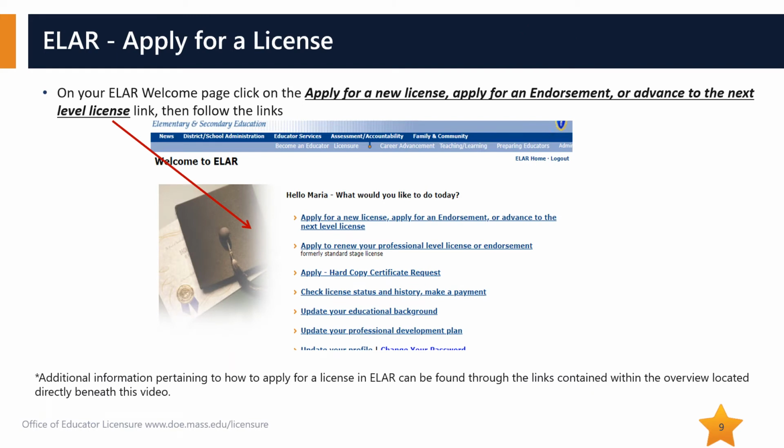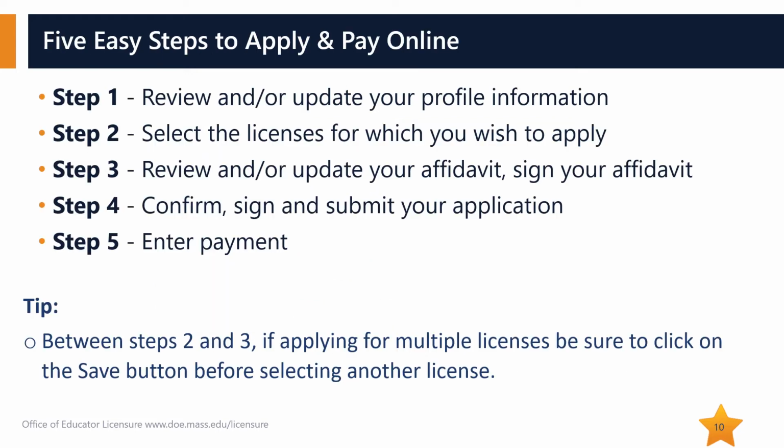You will arrive at the ELAR welcome page. To apply for license, click on Apply for a new license, apply for an endorsement, or advance to the next level license, and follow the instructions. The system walks you through 5 easy steps to complete the application process.